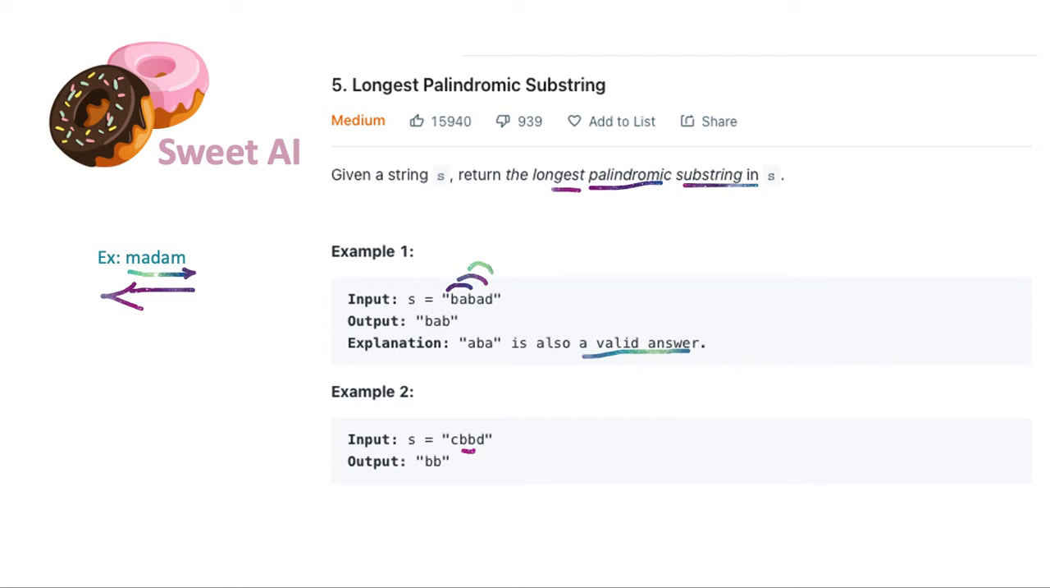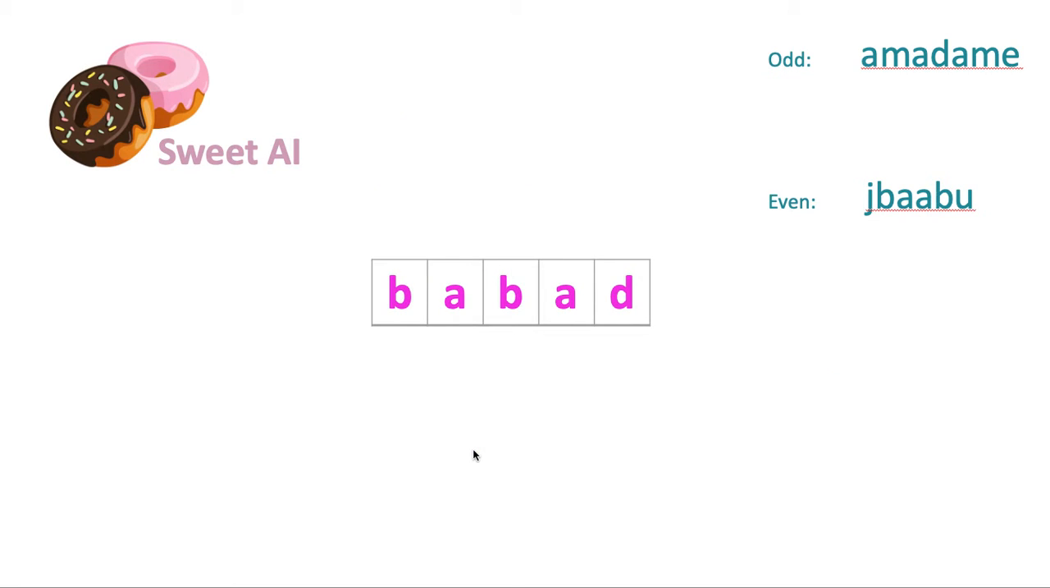So let's see how we are going to solve this problem. For palindromic cases, it's worth mentioning that we have two different kinds of palindromes. One is odd. What I mean by that is there is only one center character, and the characters around it are palindromic. So you see we have AA, we have MM. So madam here is a palindromic word.